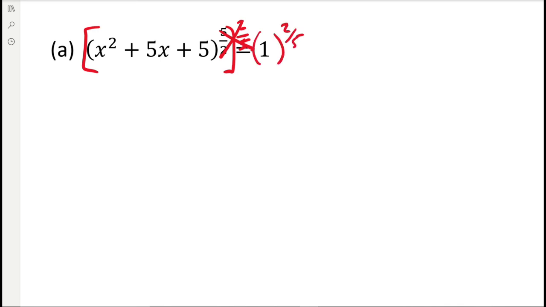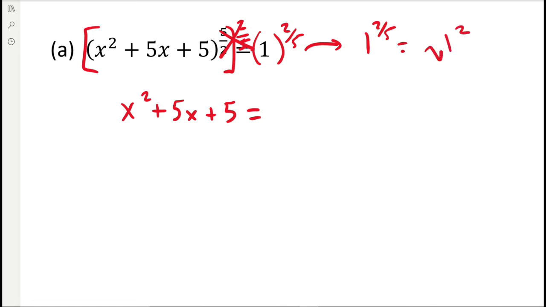So since they cancel, we get x squared plus 5x plus 5 equals, now we get 1 to the 2/5 power. Remember, 1 to the 2/5 is the same thing as power and then index, right? So 1 squared is just 1. What's the 5th root of 1? That's just going to be 1, because 1 times 1 times 1 times 1 times 1, 5 times, is 1. So this is just going to be 1.